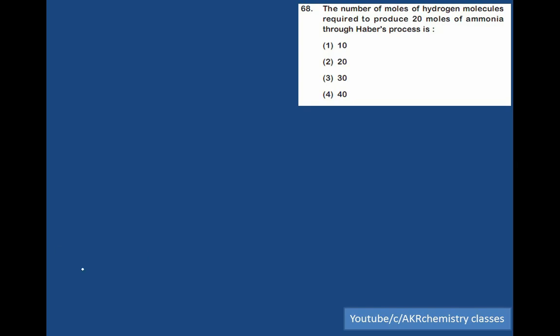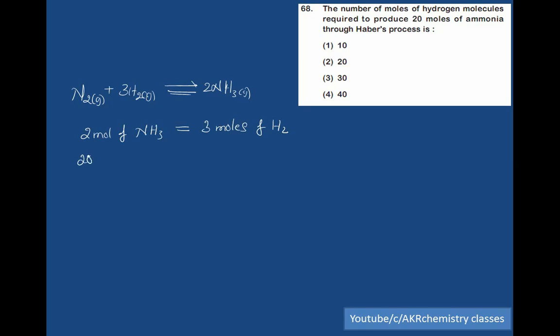The number of moles of hydrogen molecules required to produce 20 moles of ammonia through Haber process is: nitrogen gas combines with hydrogen gas to form ammonia gas. So according to this equation, 2 moles of ammonia is obtained by consuming 3 moles of hydrogen. So to produce 20 moles of ammonia, how many moles of hydrogen should combine? 20 into 3 divided by 2, that is equal to 30 moles of hydrogen.